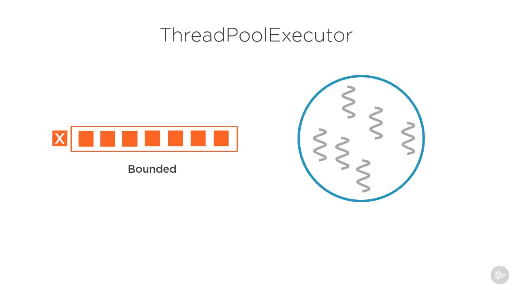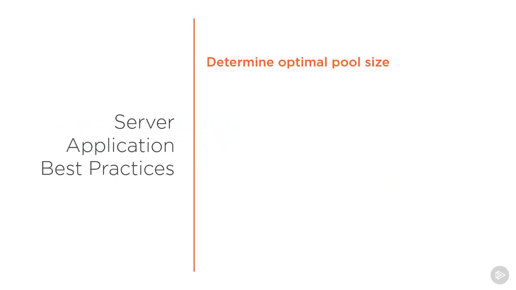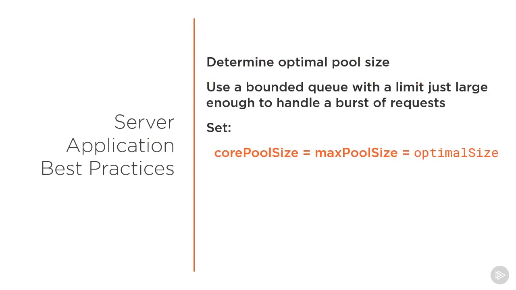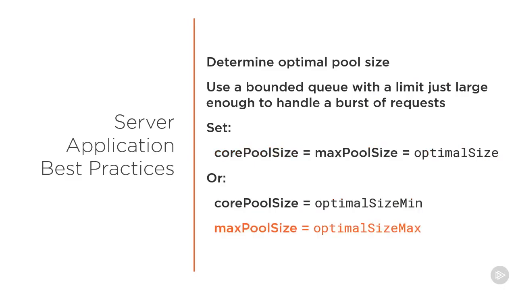For many server applications, a best practice is to correctly size your pool, use a bounded queue with a limit that's relatively small but just large enough to handle bursts of requests, and to set the core and max number of workers to the same size, or the core pool size to the bottom range of your optimal size calculation, and the max pool size to the top range.